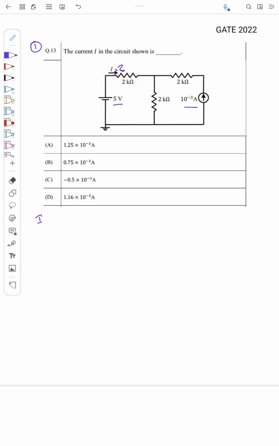First I will apply superposition by finding the current I due to the voltage source, then the current due to the current source, and I will add both. First I'll take the voltage source. In superposition, when I consider one source, the other source should be removed or replaced with its internal resistance. So here I consider the voltage source, and I have to open circuit the current source.